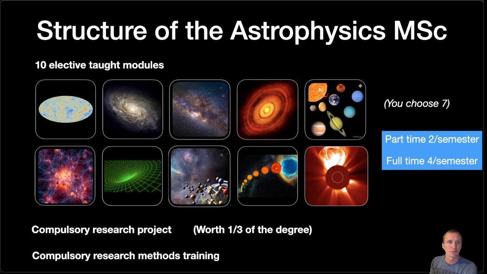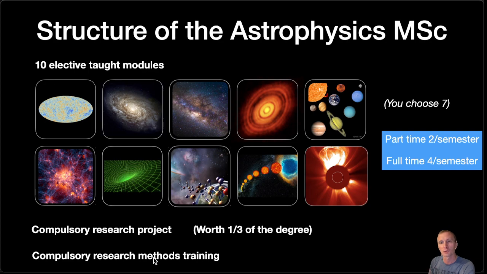Now onto the Astrophysics MSc. So we have 10 elective modules that you can choose from. You actually choose 7 of these across a 1-year or 2-year part-time MSc Astrophysics. And the 8th, so you do 2 per term, per semester. And so the 8th module is this compulsory research methods training. So you choose 7 in topics of astrophysics and this compulsory research methods.